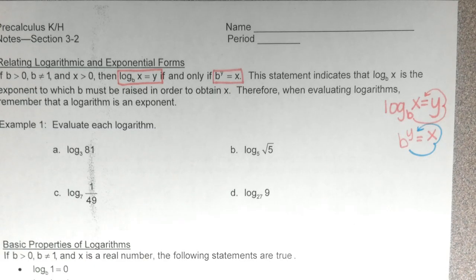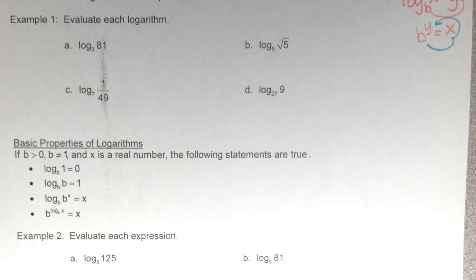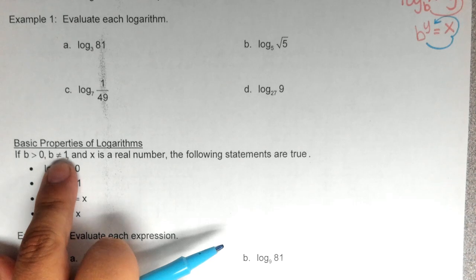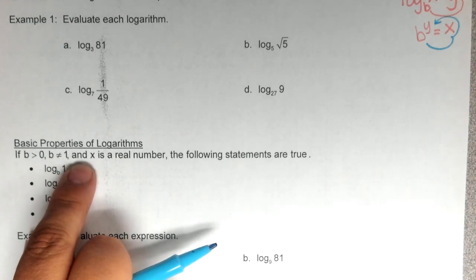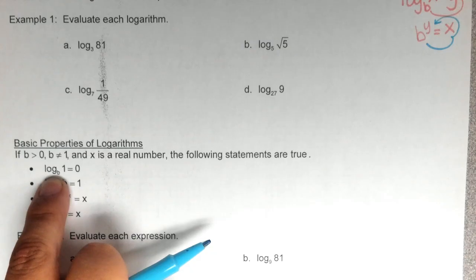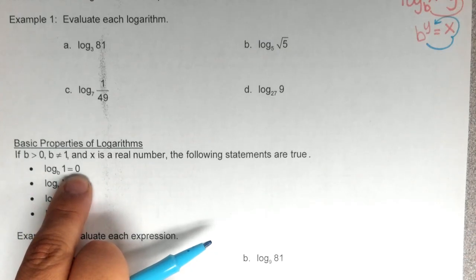Okay? This statement indicates that log base b of x is the exponent to which b must be raised in order to obtain x. Therefore, when evaluating logs, remember that a log is an exponent. Now, I'm going to do the basic properties real quick. If b is greater than 0 and b does not equal 1, if x is a real number, then we know the log base b of 1 is 0.